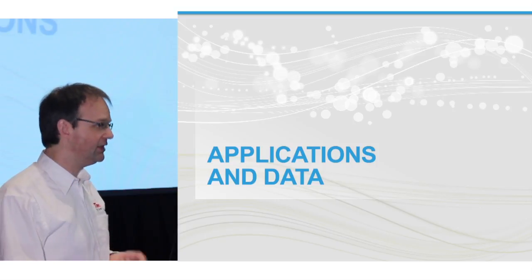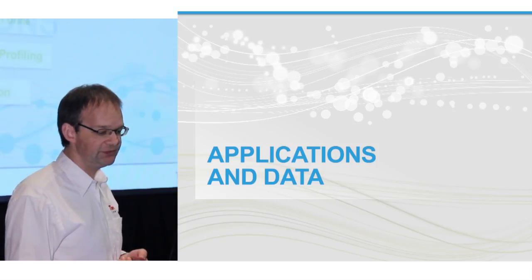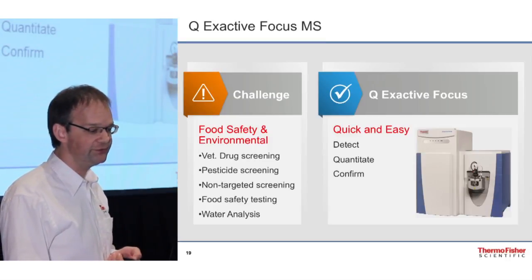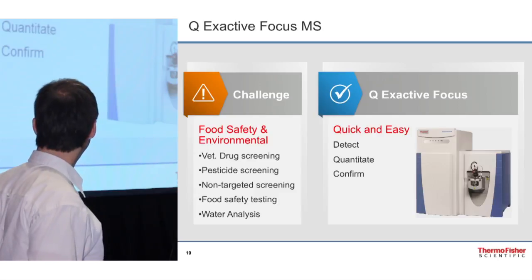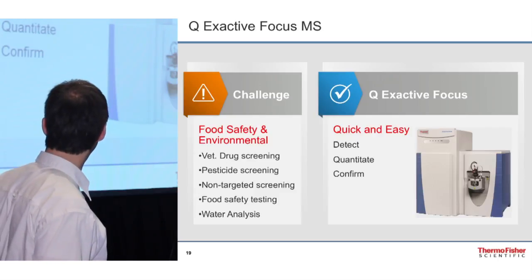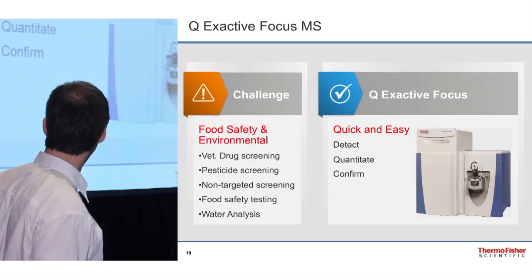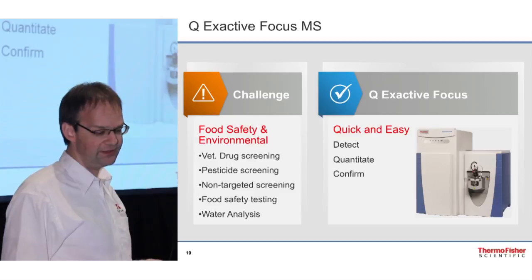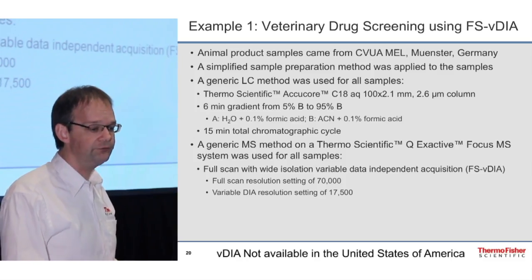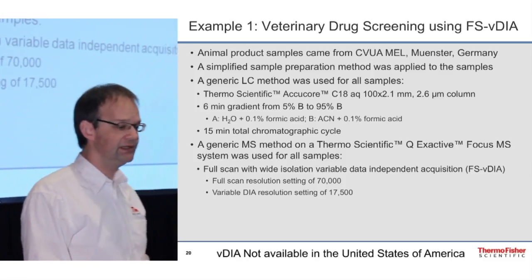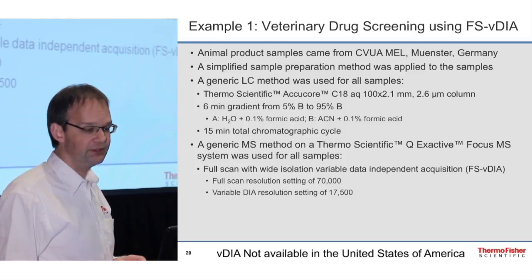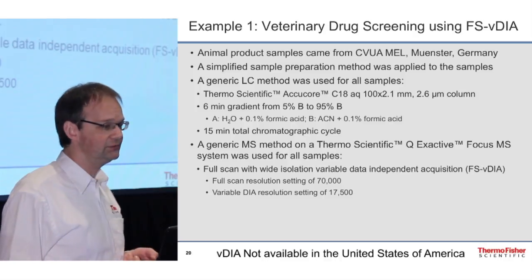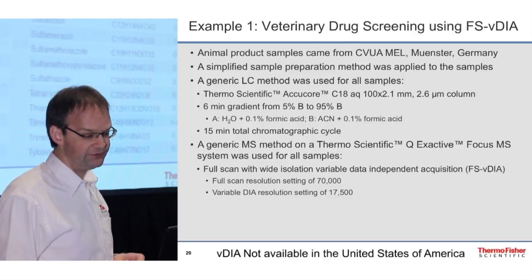Okay, some applications. As I told you, I want to show you what this instrument can do if you treat it under real conditions. So for example, for food environmental, what we see here is vet drug screening, pesticide screening, non-targeted screening, food safety testing, water analysis, just to name a couple of applications we have already run on that instrument. And for one example, we had veterinary drugs in food samples using full-scan VDIA. I don't name all the details here, that would take a little too long, just for reference here.